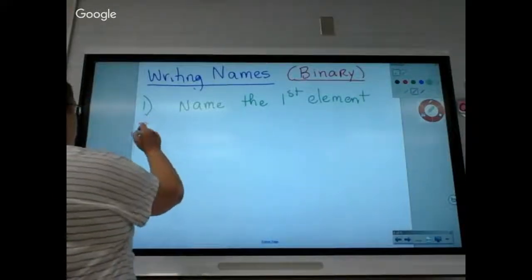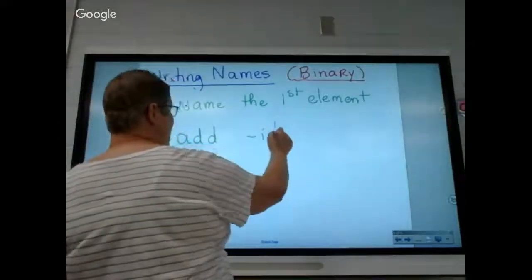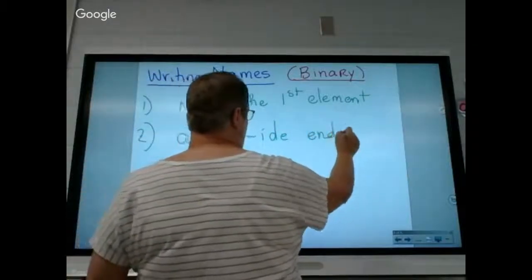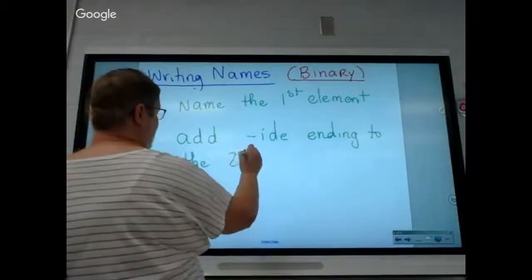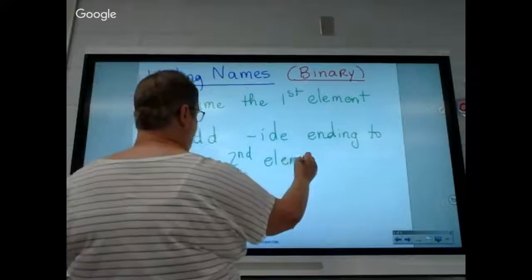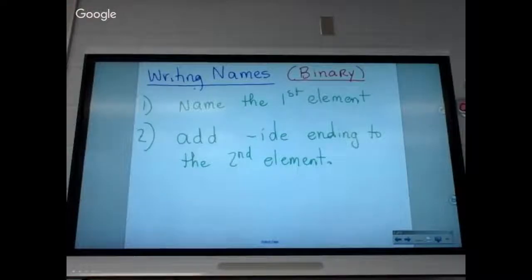Number 2. We're going to add an IDE ending to the second element, which is why I have the spellings on the back side of the blue card. Because a lot of you are going to be like, I don't know how to add that ending, Miss Wall. I'm going to mess up the spelling. If you look at the back side of the blue card in that bottom table, it has common spellings for those binary ions so that you know how to add the IDE ending correctly.